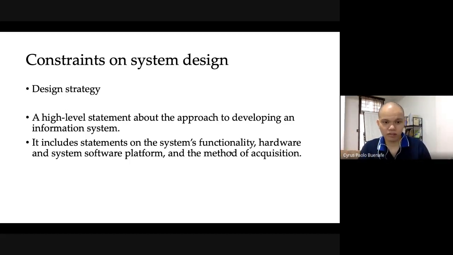It can include statements on the system's functionality, the hardware, system, software platform, and the method of acquisition, if any, as well. Design strategy is similar to perhaps what you may have encountered, the concept of solution architecture. In solution architecture, you also consider the strategy very well. It also takes a look at the business side of things first before you go to the technical. But nevertheless, design strategy is like a catch-all.